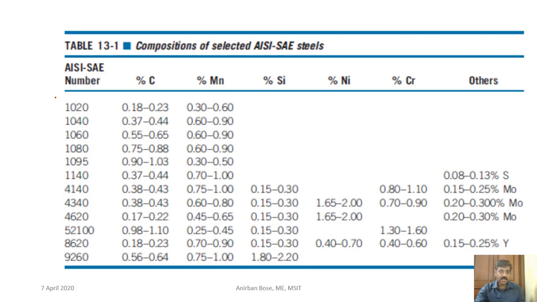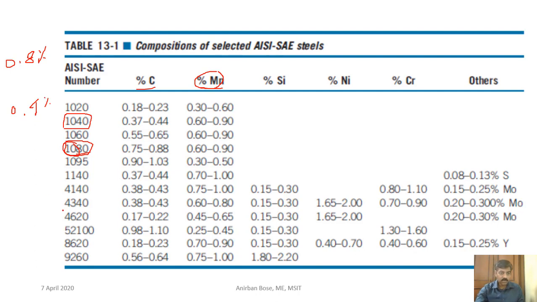Now coming to the different grades of steel, we have seen that they have nomenclature like 1040, 1080. This 10 indicates the plain carbon steel. Plain carbon steel means mainly carbon is there along with iron, and some percentage of manganese is always there. Okay, and the last two digits, 80 or 40, indicate the percentage of carbon. 80 indicates 0.8% carbon. Okay, 40 indicates 0.4% carbon.